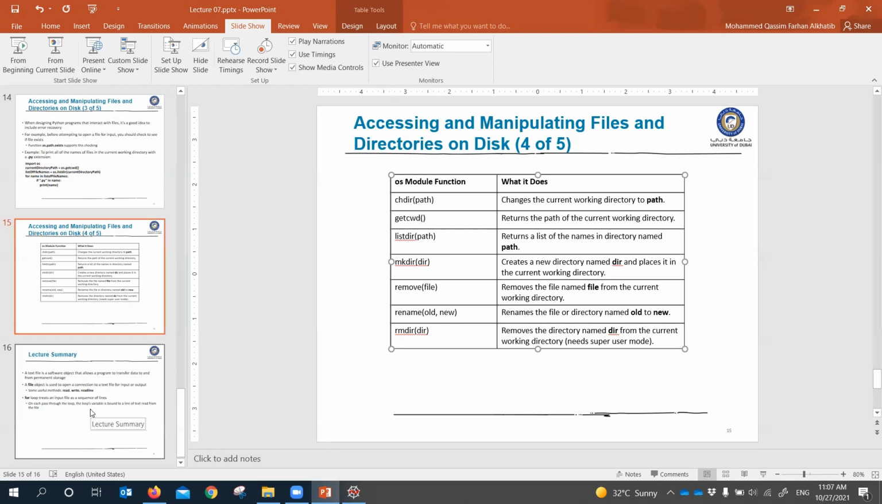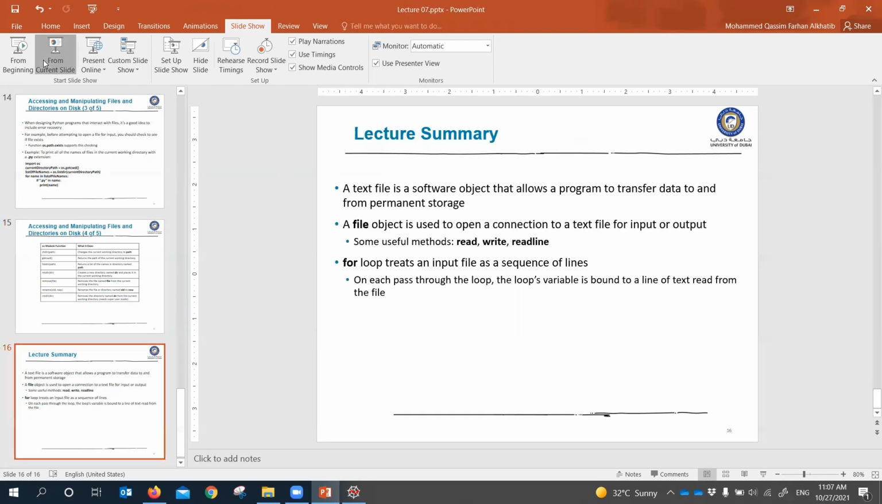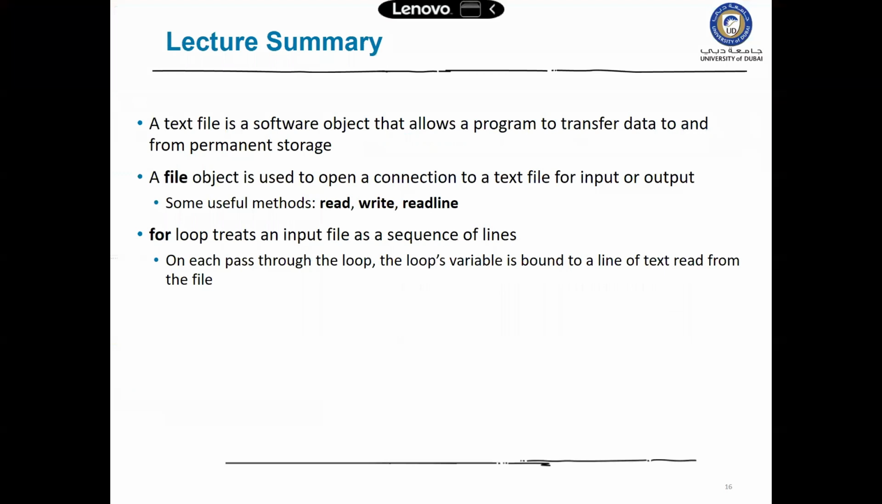All right. So in summary, what we covered today in the lecture: a text file is a software object that allows programs to transfer data to and from permanent storage. A file object is used to open a connection to a text file for input and output. The methods we use are read and write for the file object. So the loop can go over the sequence of lines.